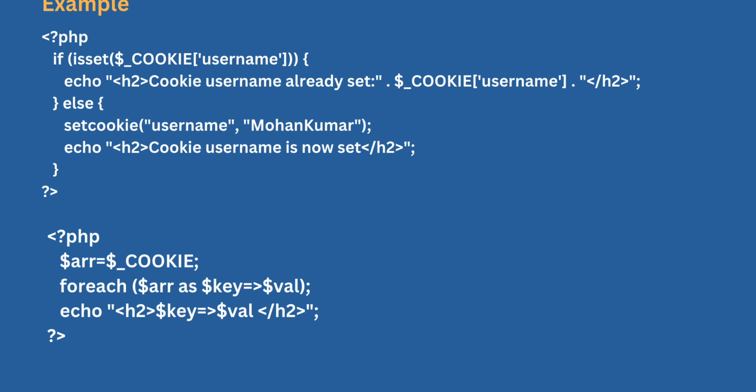Okay, now we will see some examples here. Here, one example is: if isset cookie username, then you write cookie username already set. Otherwise, what you are doing is creating a cookie whose name is username and value is what? So let us see how this is working.